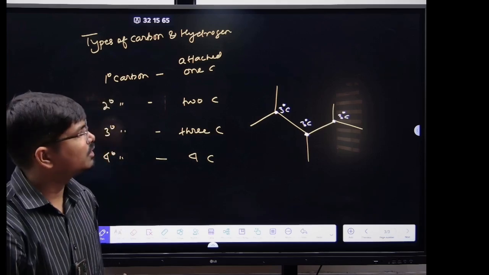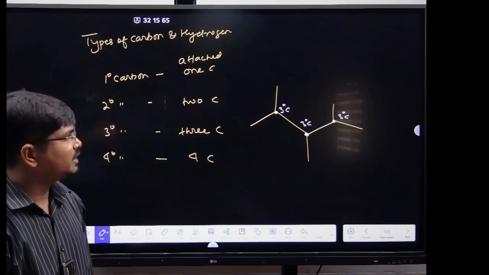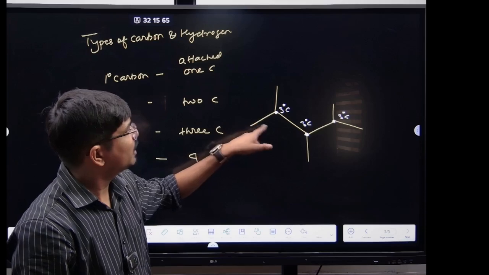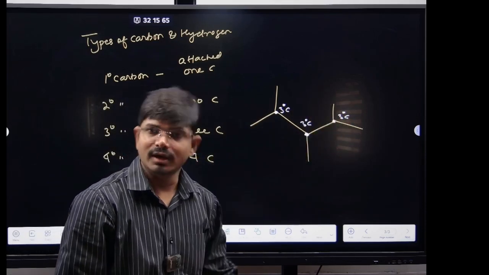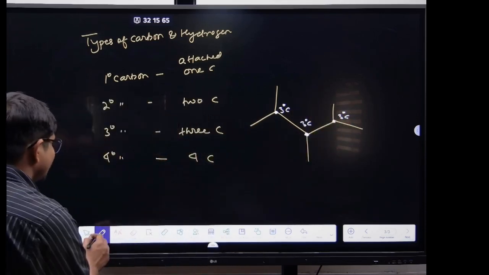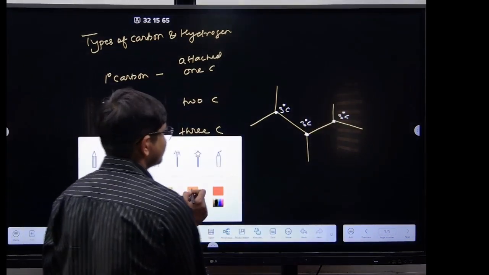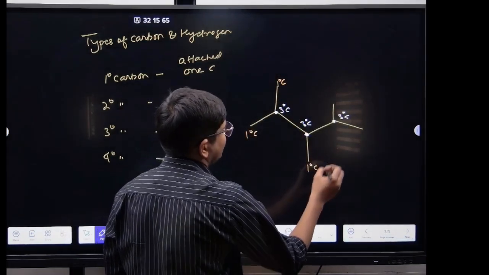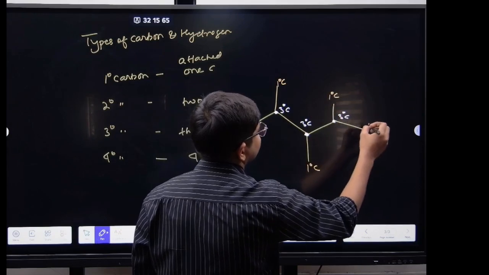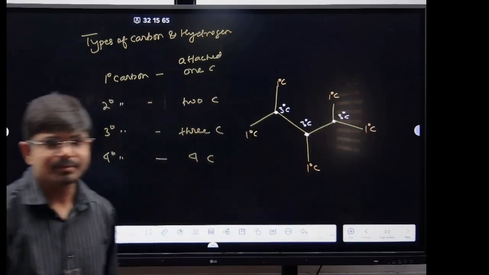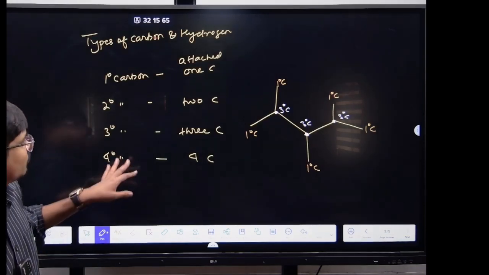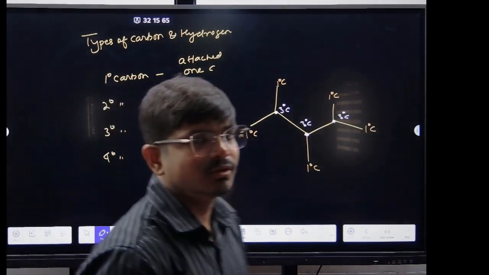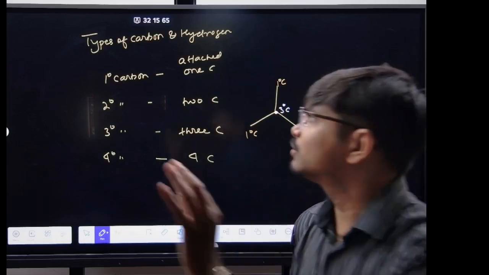Now looking for a 2 degree carbon. Do you think there is any 2 degree carbon here? No, because 1 degree, 1 degree, 1 degree, 1 degree, and 1 degree is there. The rest are basically 1 degree carbon, this is 1 degree carbon, this is 1 degree carbon, this is 1 degree, and this is 1 degree carbon. So you have to look whether it is attached with 1 carbon, 2 carbons, 3 or 4.